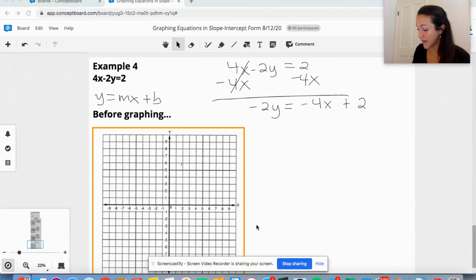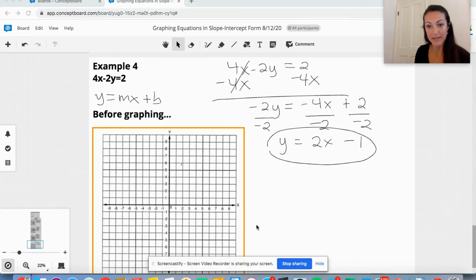All right, we've got -2 times y, and we want just y. So we've got to divide by -2. And to make it easier on us, I'm just going to divide each term on the right by -2 so that we can simplify. All right, -4 over -2 gives us a +2. Let's not forget that x there. And then a +2 divided by -1 gets us a -1. All right, so here is slope-intercept form. y is equal to 2x minus 1.